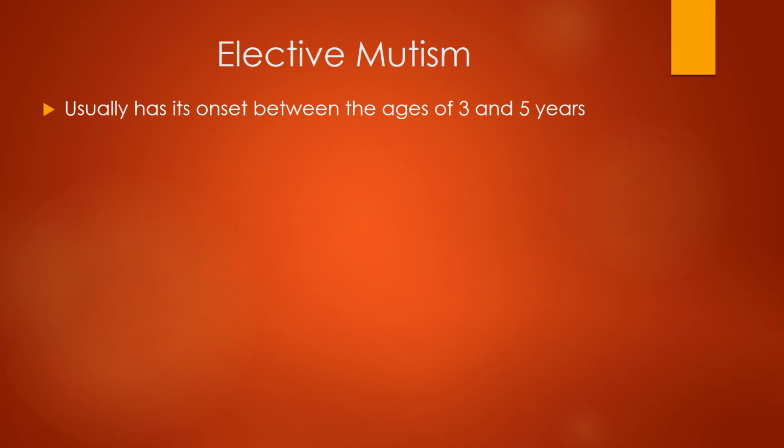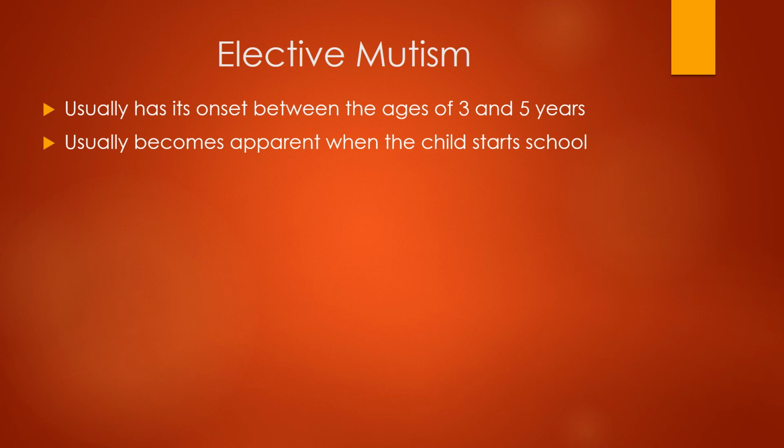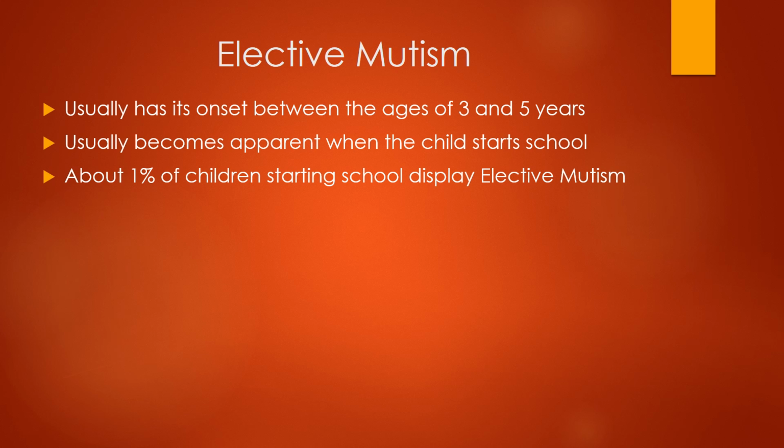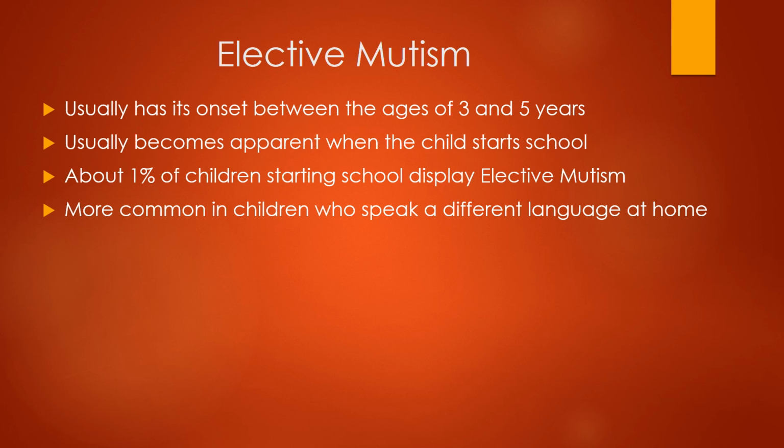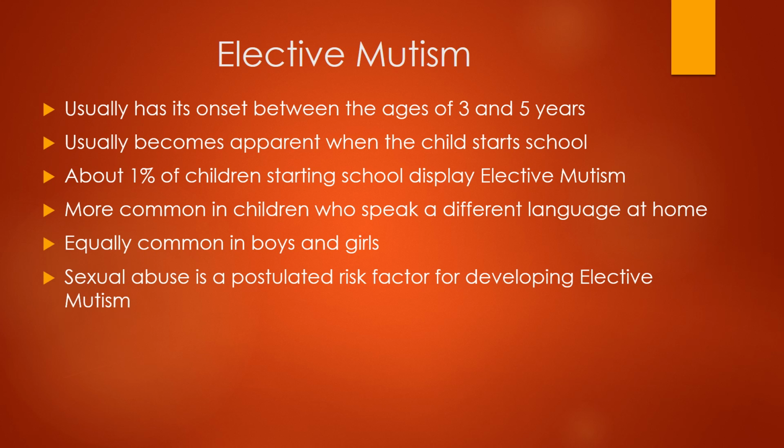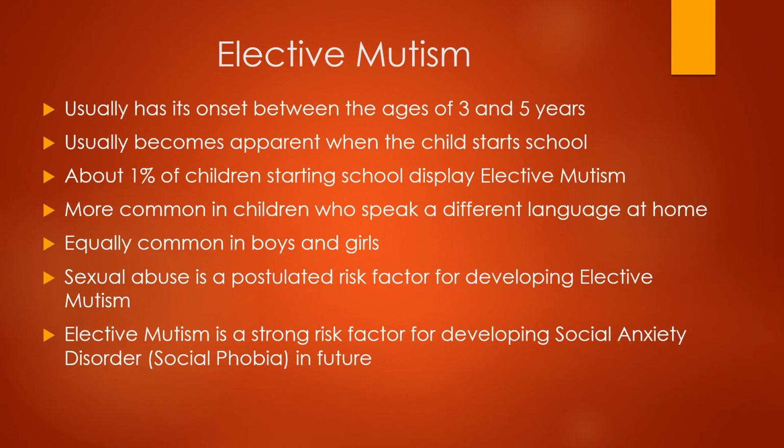Elective mutism usually has its onset between the ages of 3 and 5. It usually becomes apparent when the child starts school. About 1% of children starting school display elective mutism. It is more common in children who speak a different language at home. It is equally common in boys and girls. Sexual abuse is a postulated risk factor for developing elective mutism. Elective mutism is a strong risk factor for developing social anxiety disorder in future.